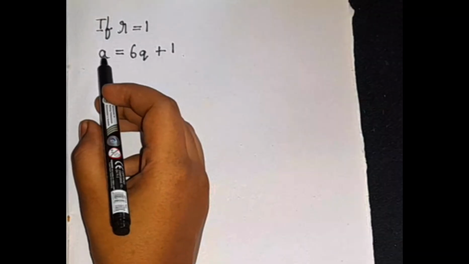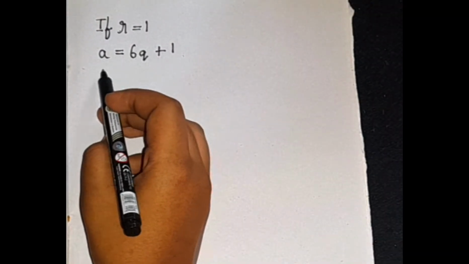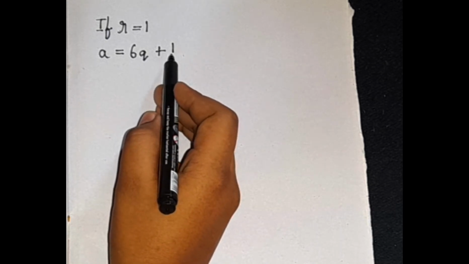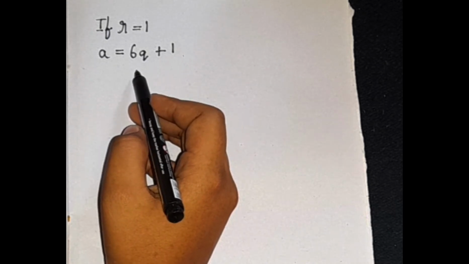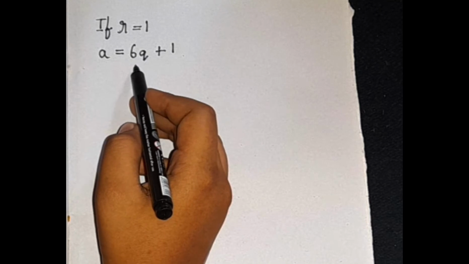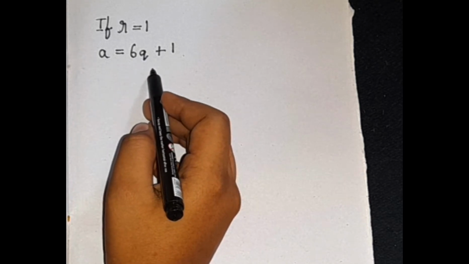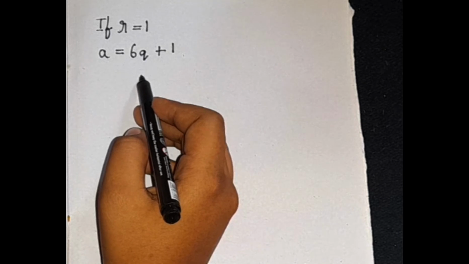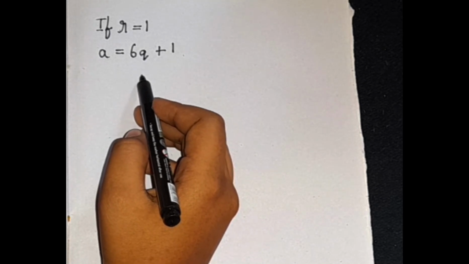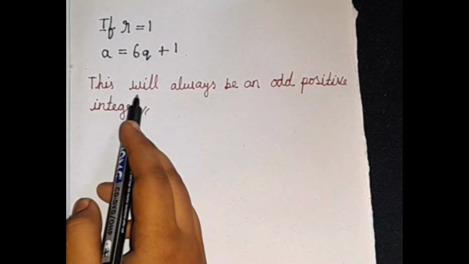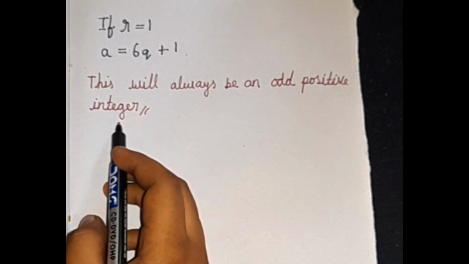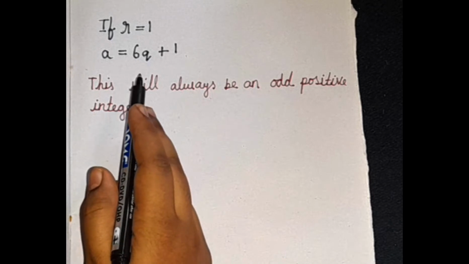So since you guys know if r is equal to 1, a is equal to 6 into q plus 1. Instead of r I wrote 1. So since you know we have a is equal to 6 into q plus 1, this will always be an odd positive integer. So let us write, this will always be an odd positive integer. Now we took r is equal to 1.